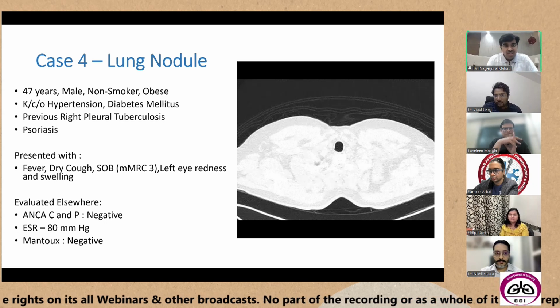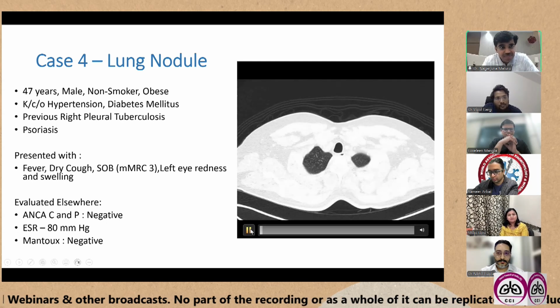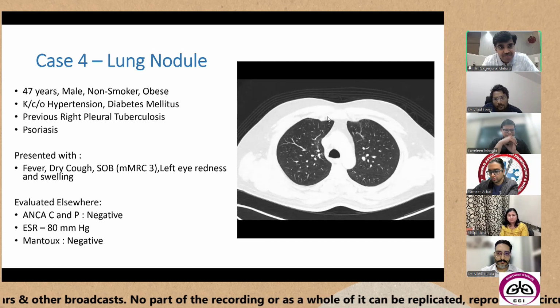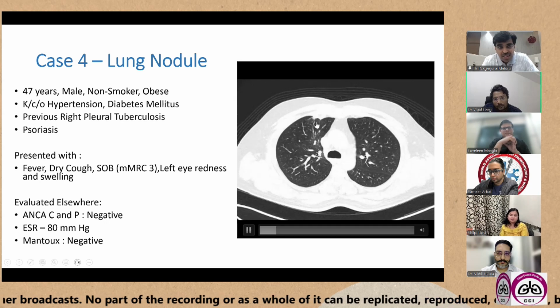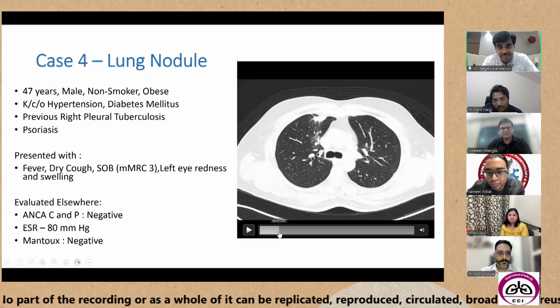Now we'll come to the fourth case, male. Hypertension, diabetes, pleural TB. And there is a nodule there. You can see the nodule.